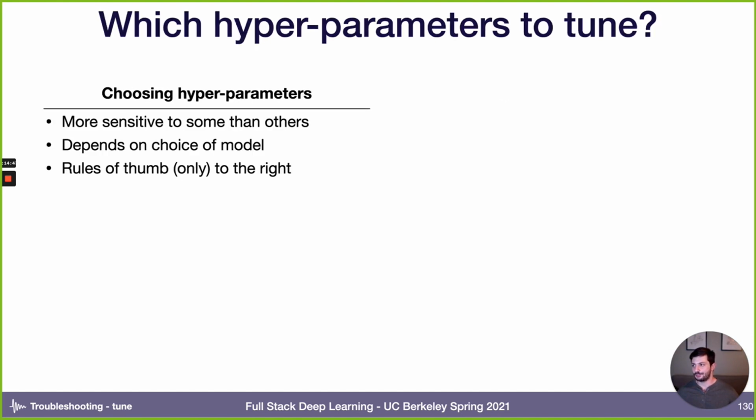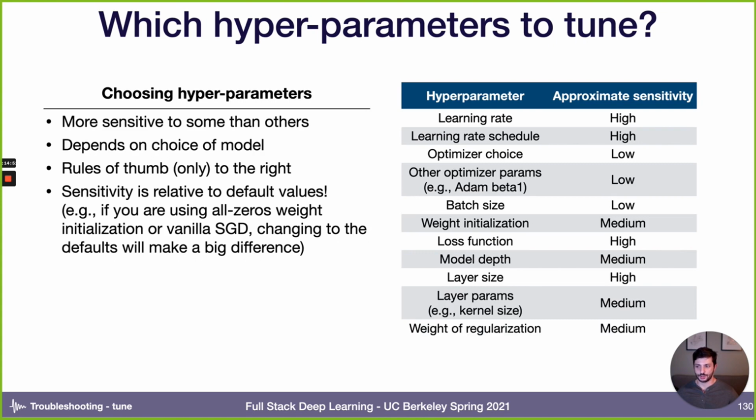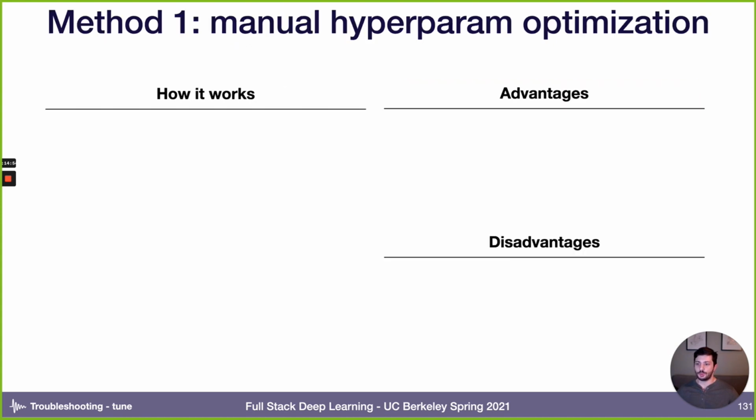Okay, so these are some rules of thumb that you can use to pick which hyperparameters you want to tune. Next thing that we'll talk about is techniques that you can use for actually tuning them. So the first thing that you'll probably end up trying is just manual hyperparameter optimization. This is also maybe better known by its colloquial term, which is graduate student descent.